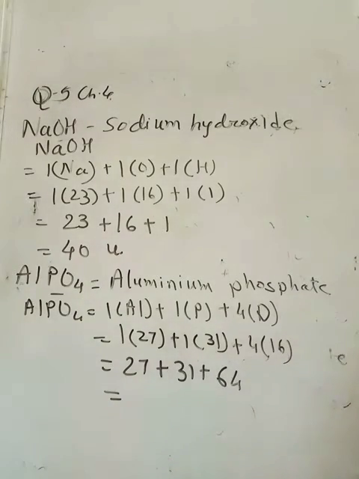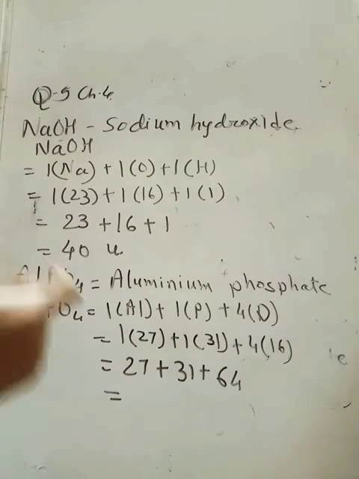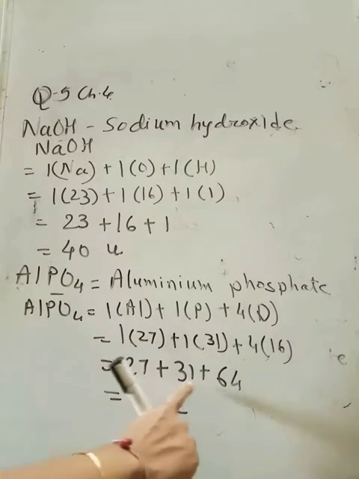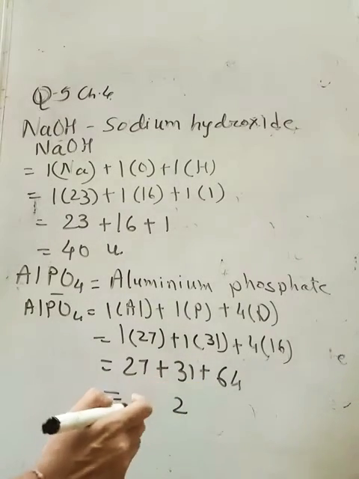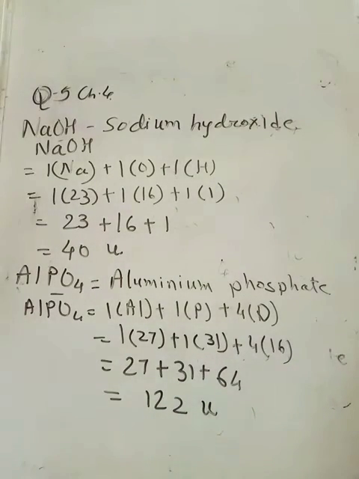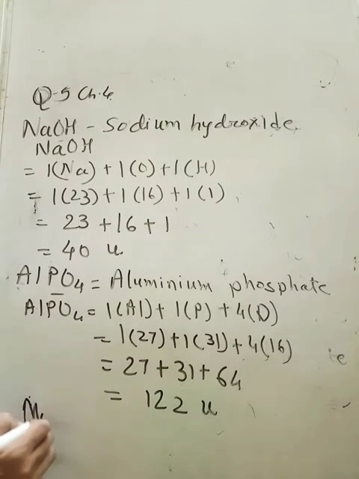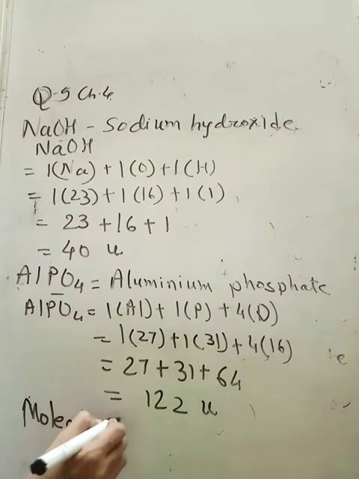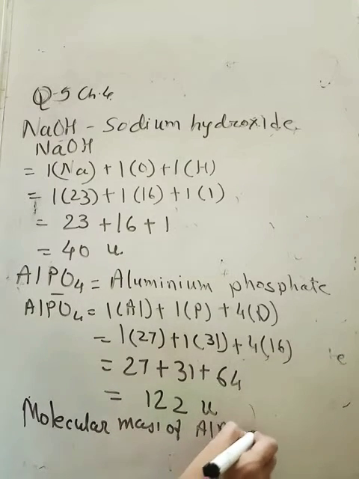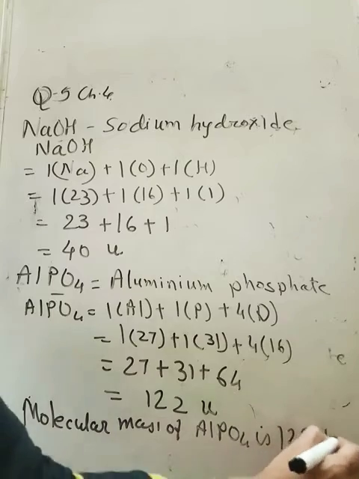So let's do the addition. 7 plus 1, 8, 8 plus 4, 12. Carry 1, 6 plus 3, 9 plus 1, 10, 10 plus 2, 12. 122. Okay. So what do you write down? Molecular mass of aluminium phosphate is 122 Dalton.